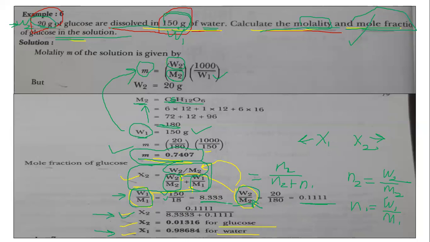Sorry, let me take it out. Where is it? Yeah, here it is. So this is water. This is the mole fraction. The mole fraction of water is this one, and the mole fraction of glucose is this one. So easily you just put the values. I have explained here clearly how to find n1 and n2, and how to take the ratio for the mole fraction. First find these ratios and you can find the corresponding values.